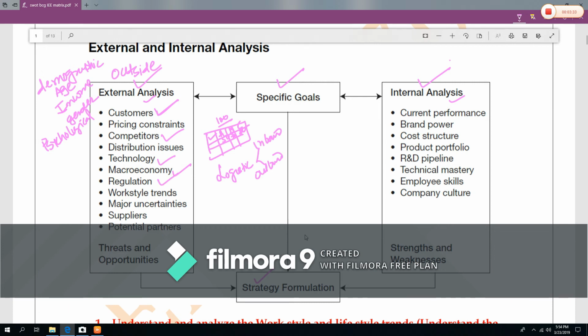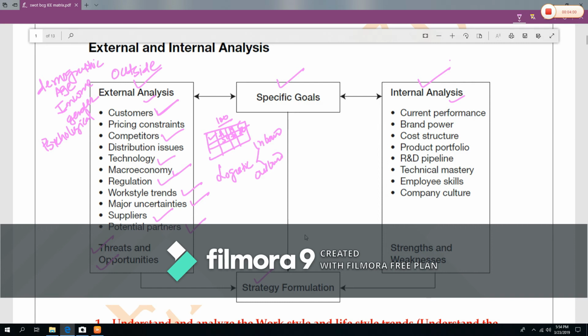Regulations from the governments and the laws. Work style trends, what is the new work style that is adopted by the public. Major uncertainties, who are your suppliers, where are they located, what are their uniqueness. All these things you need to identify, and who are your potential partners. So from this external analysis you will identify the threats and opportunities.